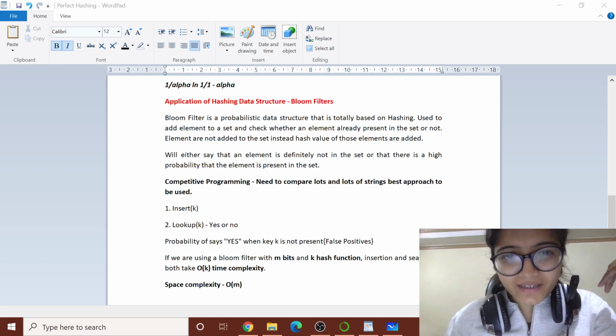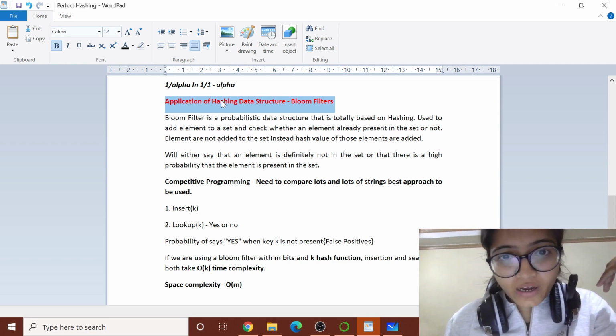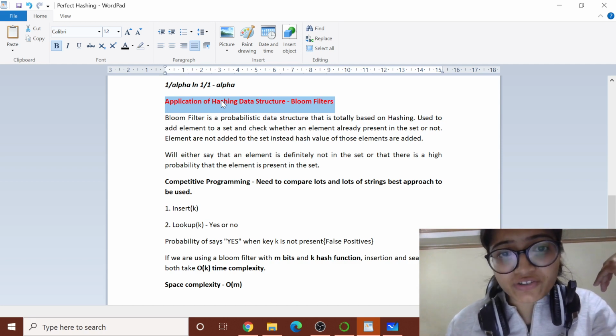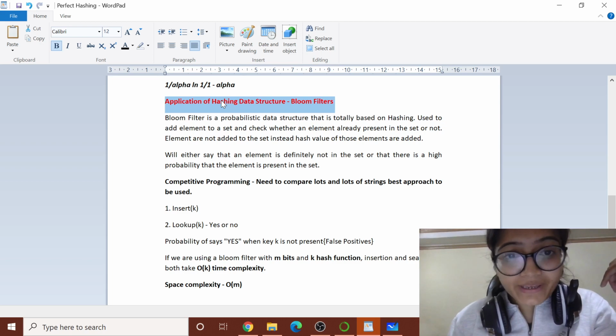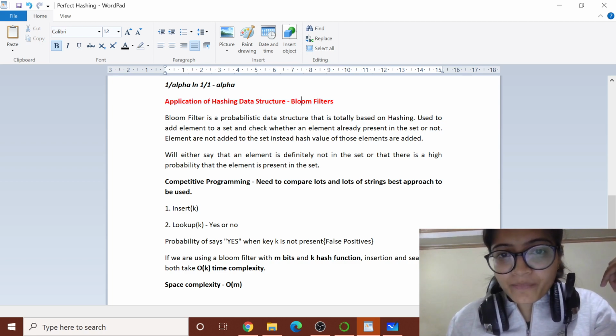Basically, this application is just to make you aware that there are some important applications which are practically used when it comes to hashing. So Bloom filter is one of the important applications.